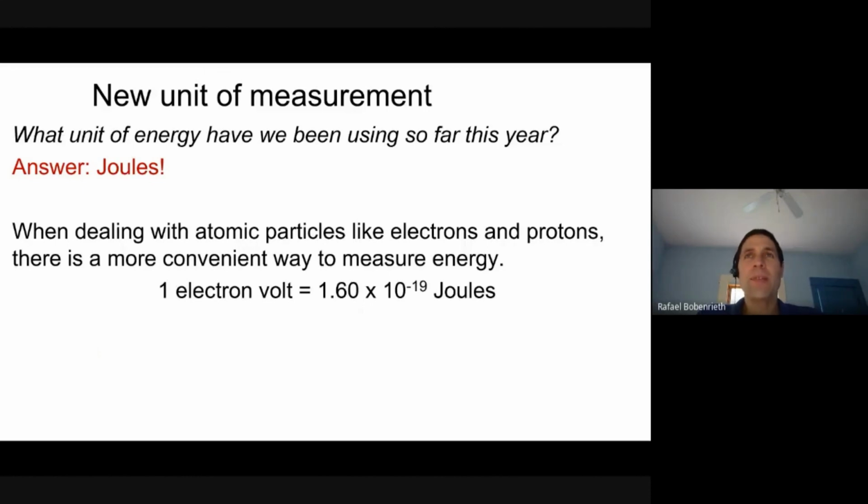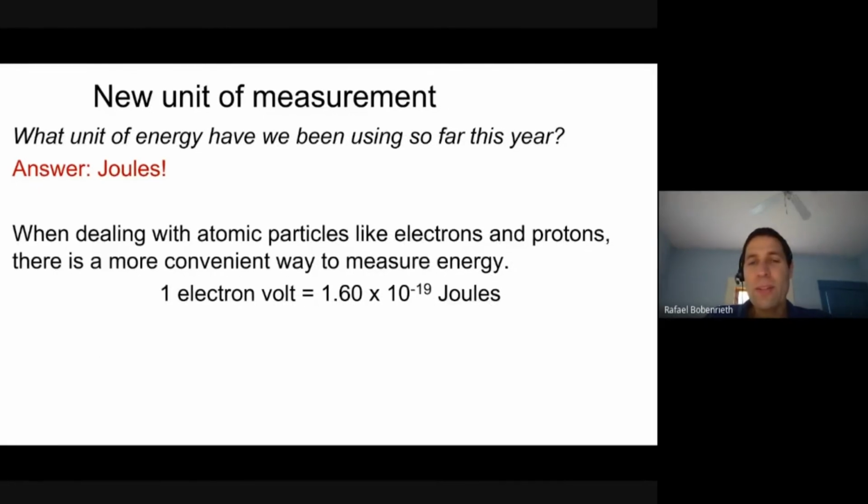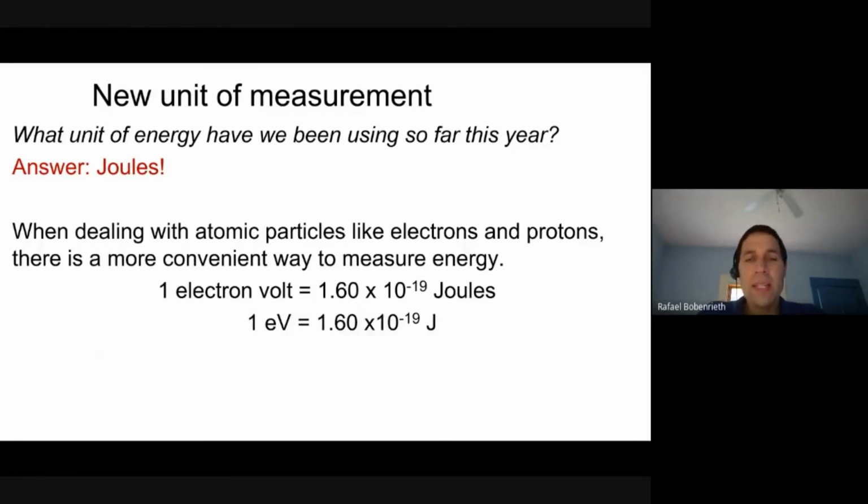And no, we don't use calories. I think that's what you said, Roman. No. So, the abbreviation is 1 lowercase e capital V equals 1.60 times 10 to the negative 19th joules.